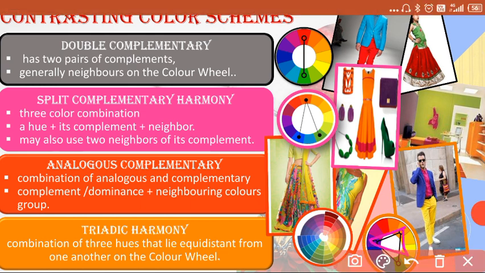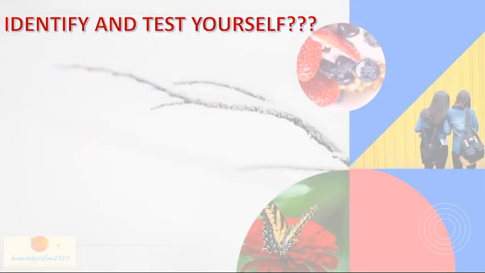The last is triad color scheme, combination of three hues that are equidistant, which make a triangle. It could be primary colors, secondary colors, or the tertiary colors. Here, in this picture you have the triad color harmony of all the three primary colors, red, blue and yellow. Clear the triad color scheme?